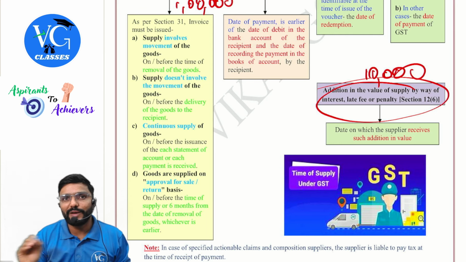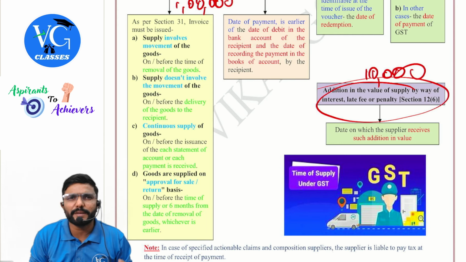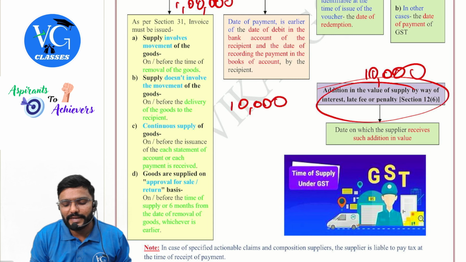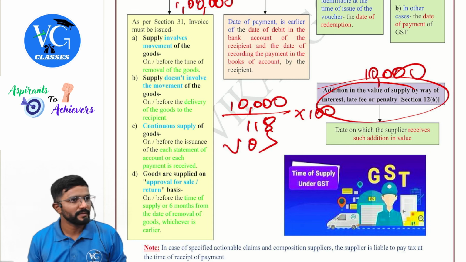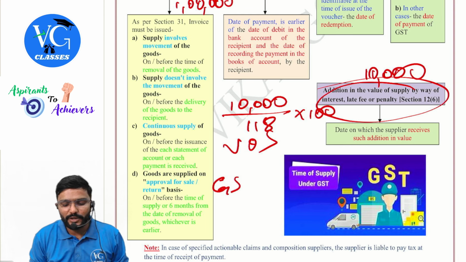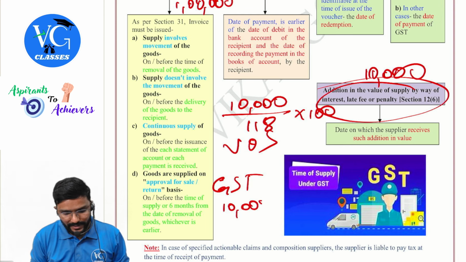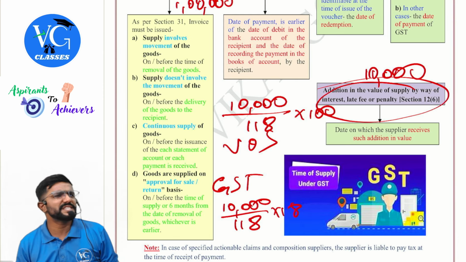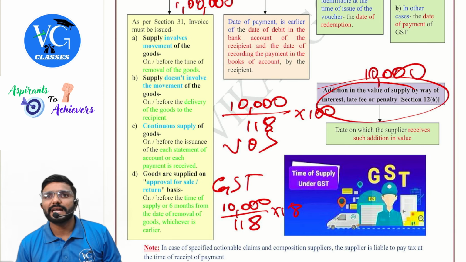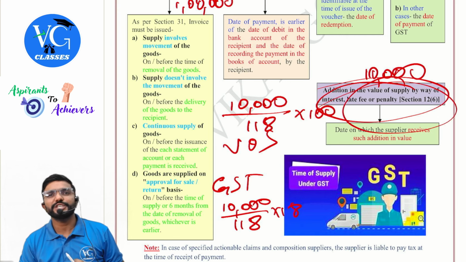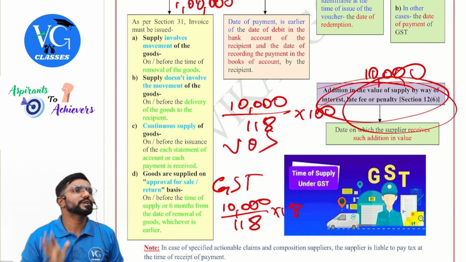Sir, how do I calculate value of supply for this 10,000? Assume GST rate applicable is 18%, guys. So I will calculate 10,000 divided by 118 into 100. This is value of supply. Sir, if I want to calculate GST amount, how? 10,000 divided by 118 into 18, assuming GST rate as 18%. Clear? Only for IPL, if the question is silent, you can assume it to be inclusive of GST.